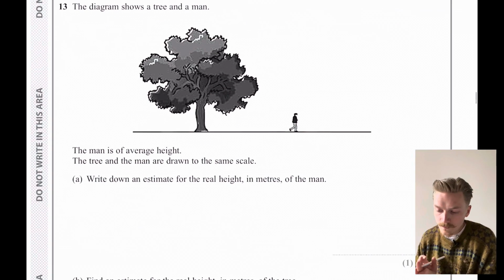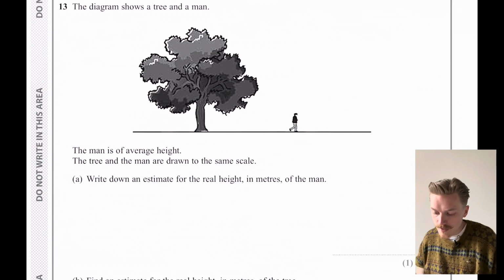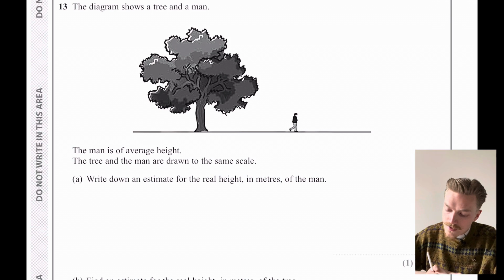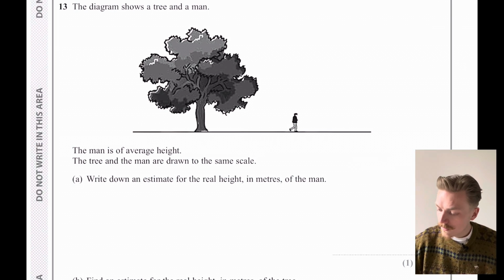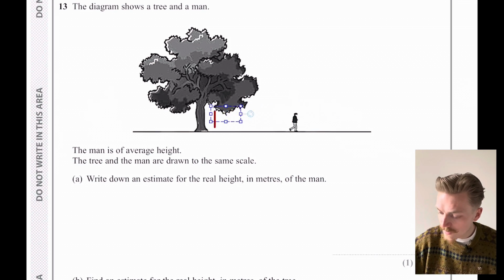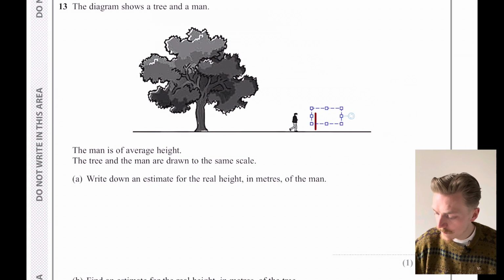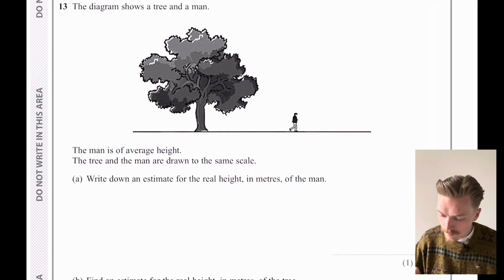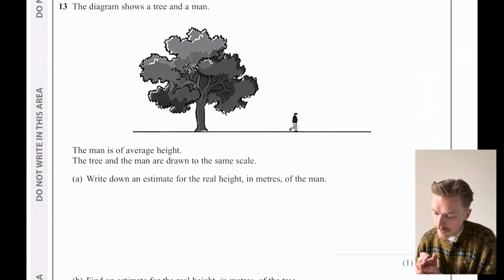Question 13, the diagram shows a tree and a man. The man is your average height. The tree and the man are drawn to the same scale. So that means that relating to how tall this man is, the tree is actually, in real life, that many lots of the man, counting up. Write down an estimate for the real height in meters of the man.